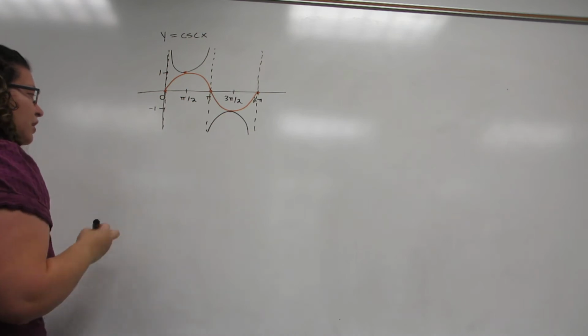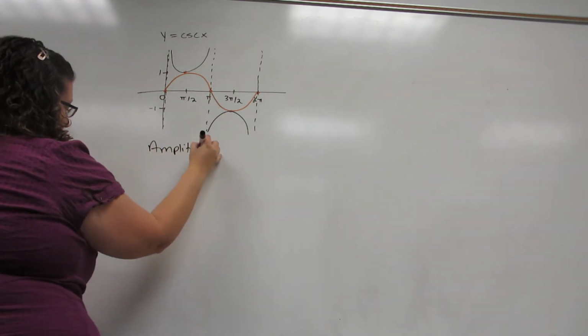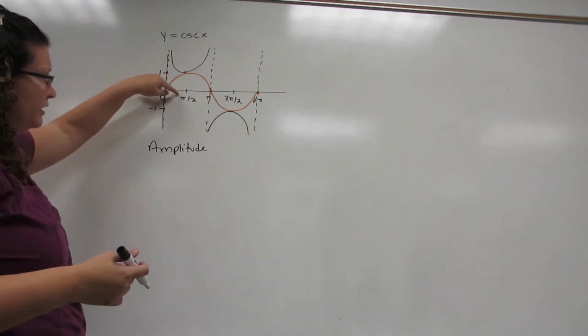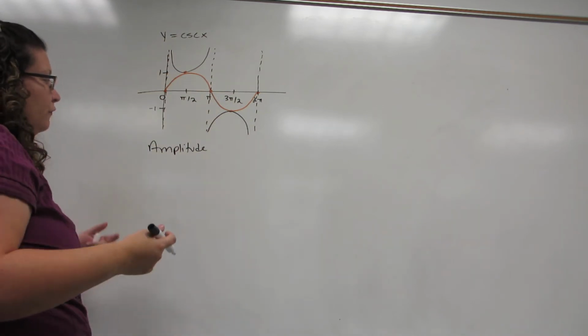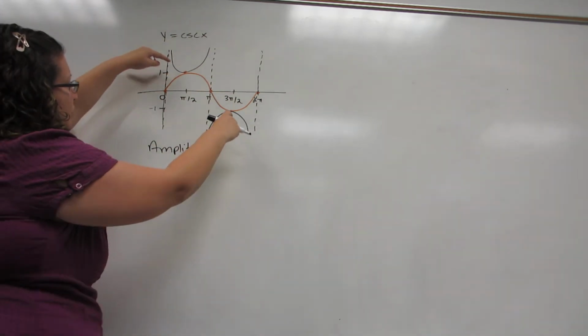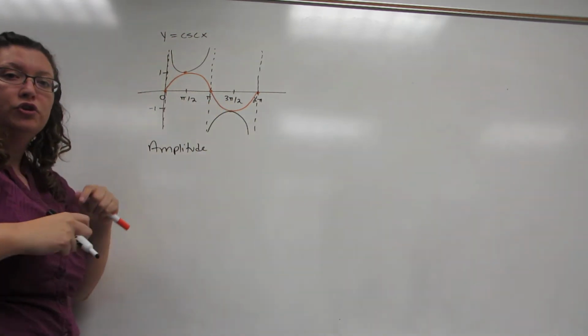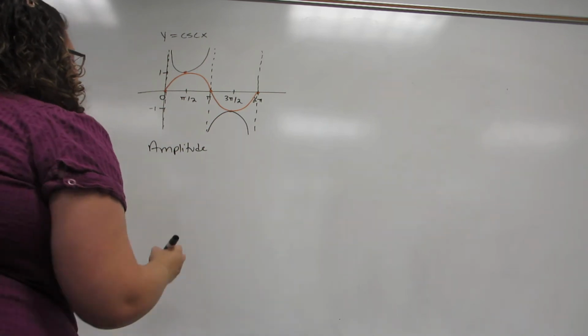Okay. One thing to note, amplitude in cosecant and secant plays a different role. For sine, amplitude was the distance from the center to the top or from the center to the bottom. For cosecant, amplitude is half of this distance between the two horseshoes. So it tells you how far apart those horseshoes are.